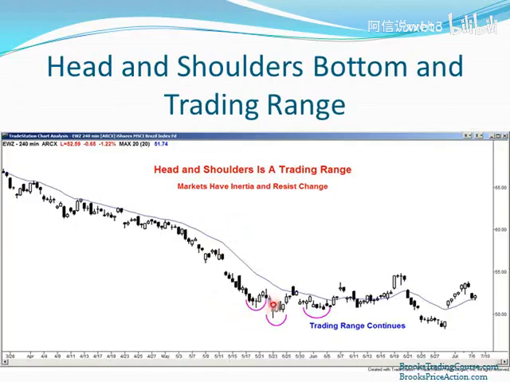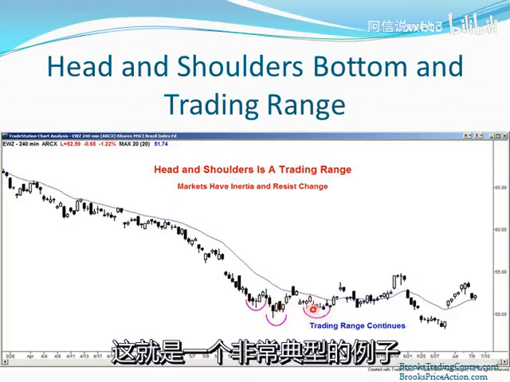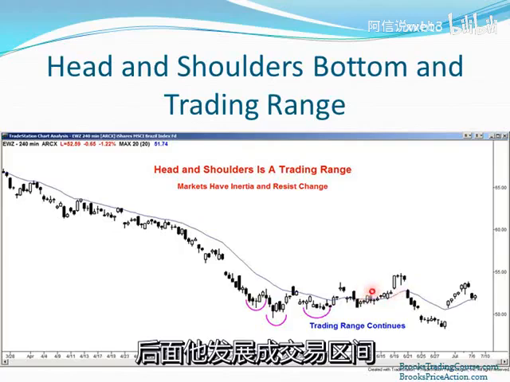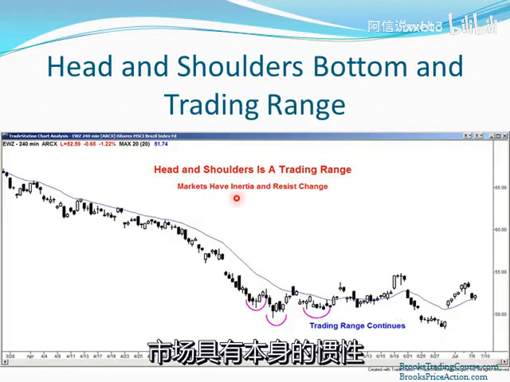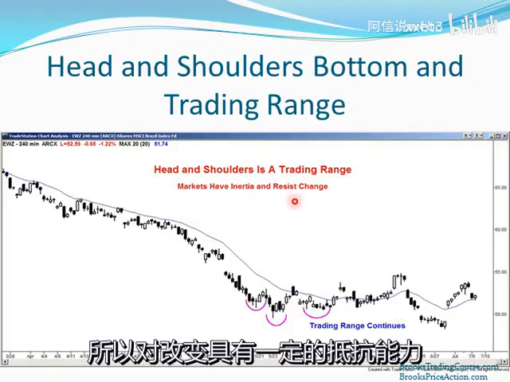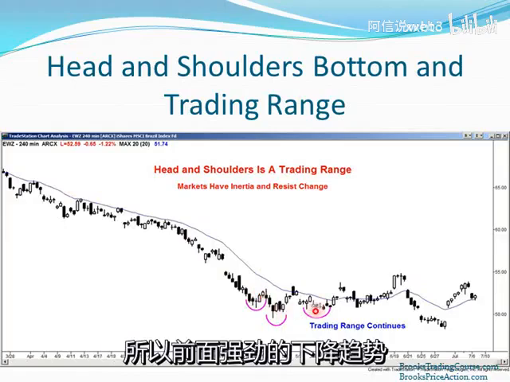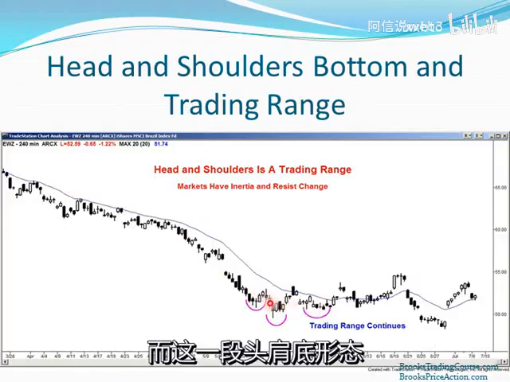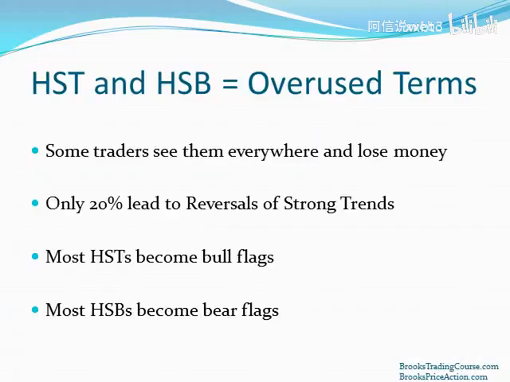So here's a head and shoulders bottom, and most head and shoulders bottoms do not reverse the trend, and this is a perfect example. It led to a trading range and then another low. Markets tend to have inertia and they resist change. So we're in a strong bear trend. It's going to be resistant to change, and this head and shoulders bottom simply was part of a large trading range.